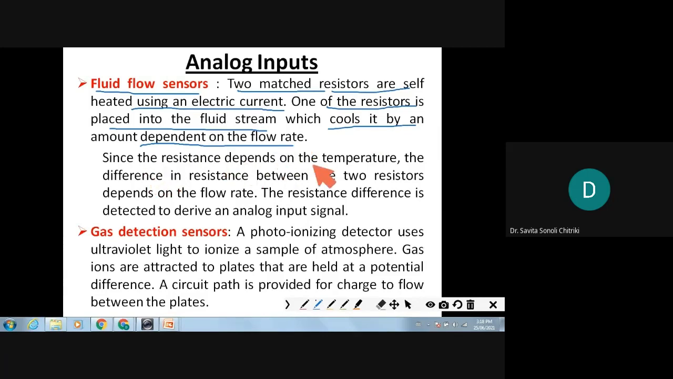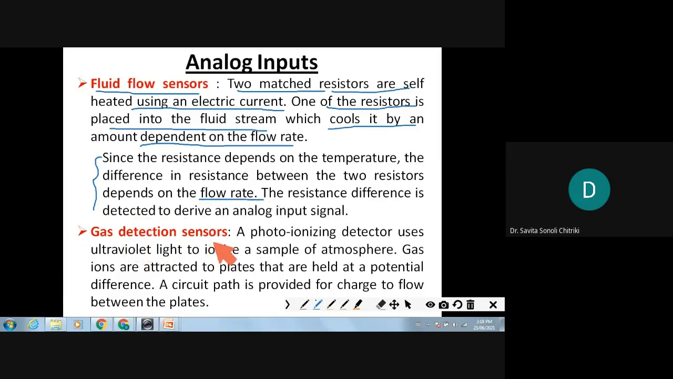Since resistance depends on the temperature, the difference in the resistance between the two resistors depends on the flow rate. So the resistance value will give you the flow rate. The resistance difference is detected by the device as an analog input signal. Right? So using the resistance value, flow rate is detected here.